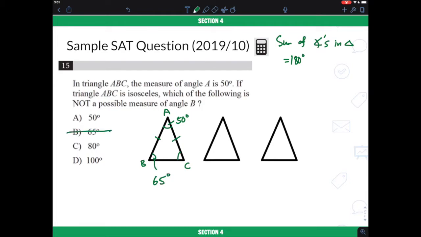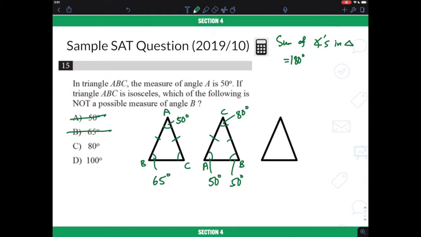Now, angle A could also be one of the base angles. So if we change the letters like this, A would be 50 degrees, and B would also be 50 degrees, and C in this case would be 80 degrees. So in this case, angle B would be 50 degrees. So 50 degrees is also possible for this isosceles triangle.